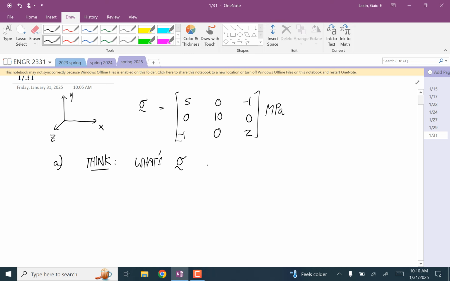what's the stress tensor in the coordinate system where x is up, y is to the left, and z is towards us. Okay, and then we're going to calculate it using rotation matrix, and they better match or I'm out of here.